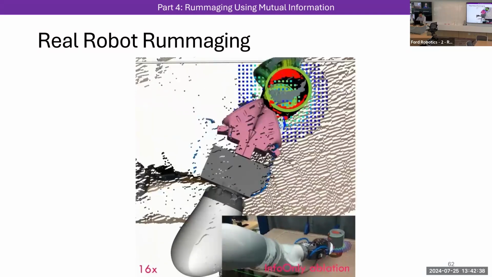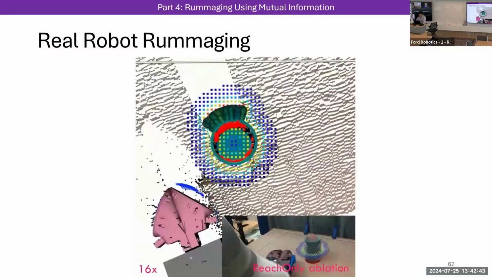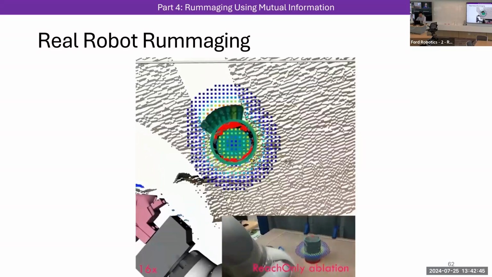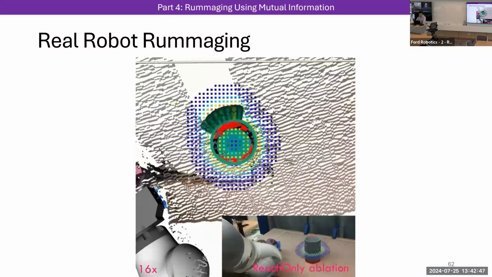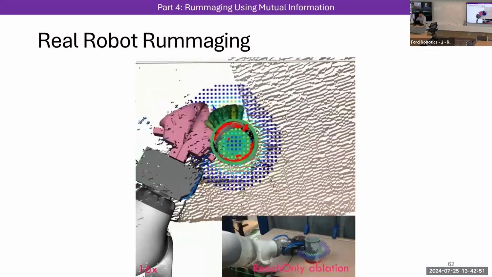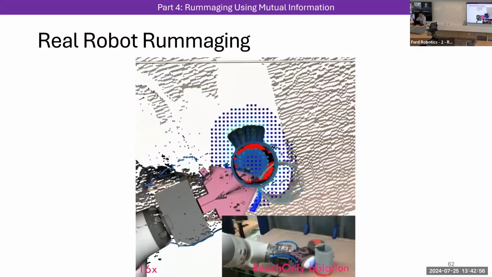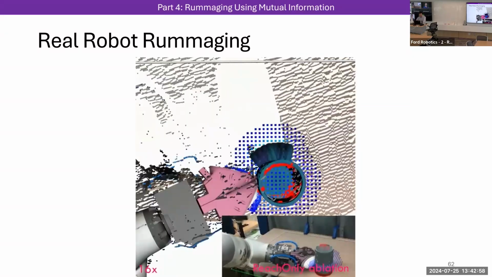So next, we take a look at the reach-only ablation, which we note fails because there are ways to push the information in the workspace to be more reachable without actually collecting the information. So we see here that it pushes the information to be in a more reachable region, but it doesn't actively go out to collect this information.